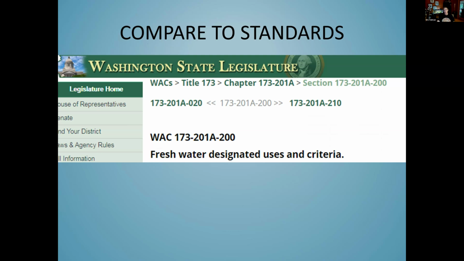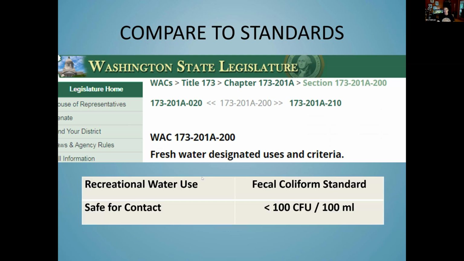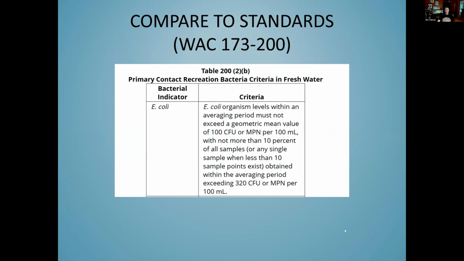So we could use the dashboard to compare to the standards. I mentioned we generally want it to be under 100 CFU, and that's the geometric mean. This is an actual excerpt from the Washington State Administrative Code talking about what the standard should be. Within an averaging period, it must not exceed a geometric mean value of 100 CFU per 100 milliliters, with not more than 10% of all samples or any single sample exceeding 320. So it's a little bit complicated, but that's essentially what we're trying to characterize in our data dashboard.